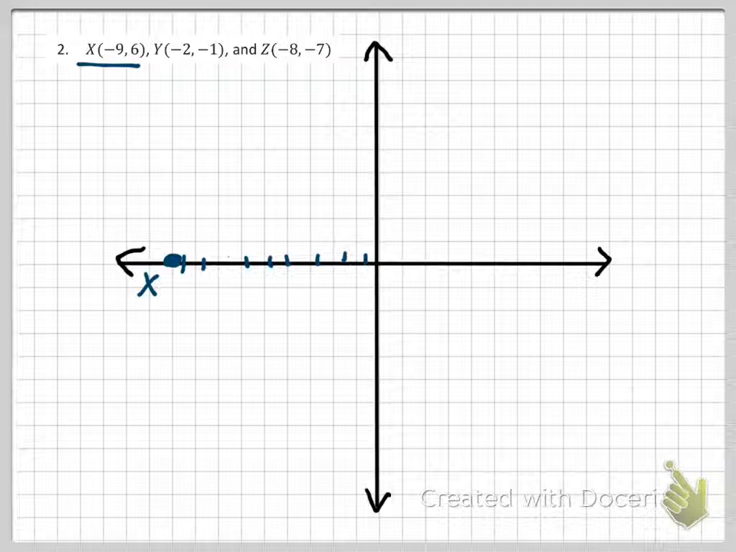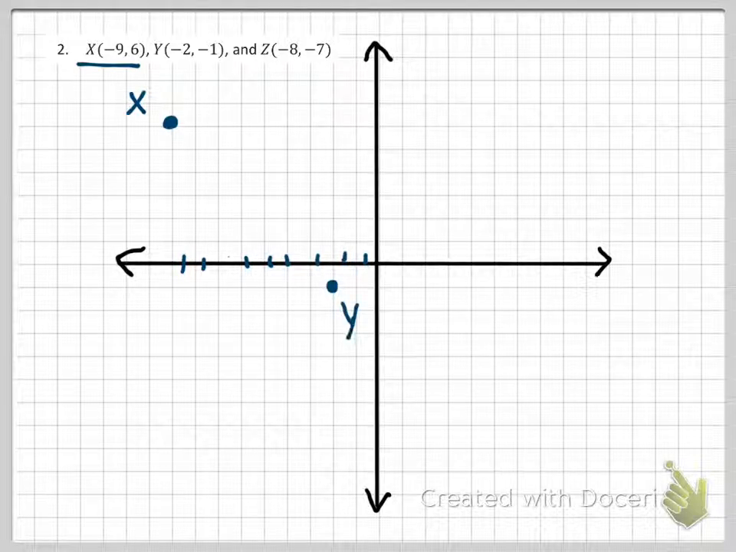And then point Y is left 2, wrong. Left 9, I forgot to go up 6. Up 6, 1, 2, 3, 4, 5, 6. Our point X is right there. That's X. Y, -2, that's left 2, and -1, down 1. So that one's right here.